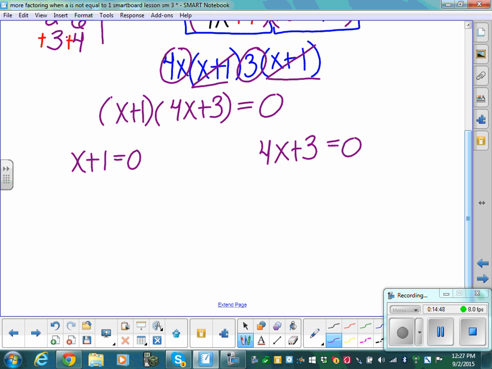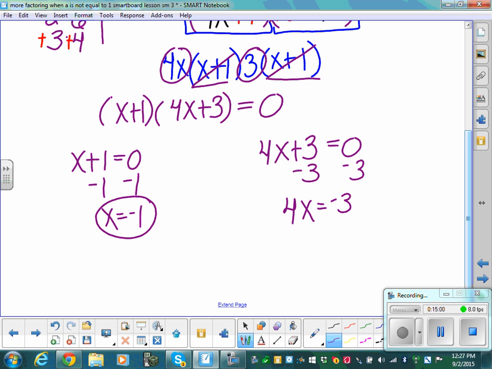Piece by piece, solve for x. So I'm going to subtract 1. So x is equal to negative 1. Subtract 3. So we have 4x is equal to negative 3. And then we'll divide both sides by 4. So x is equal to negative 3/4.